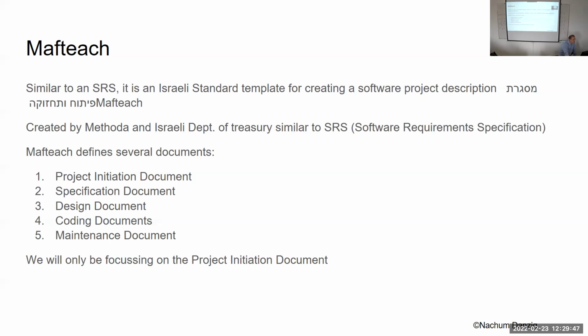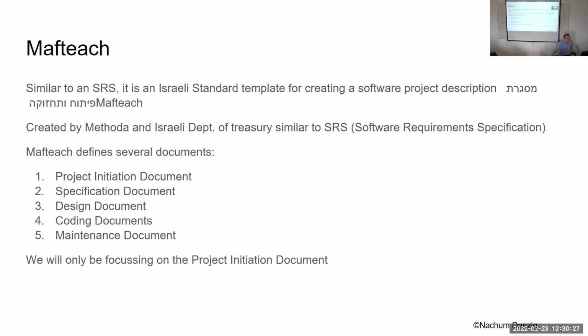Now, this was created by a company called Methoda, which is like a company that makes methodologies, I guess, and the Israeli Department of Treasury. In other words, the Department of Treasury wanted this because the country is going to have contracts, and anybody who wants to get a contract from the Israeli government has to follow the Mafteach procedure. And then they can file a bid for a certain job. And the company can compare all the different bids and choose the one that they want. But they all have to follow this Mafteach.